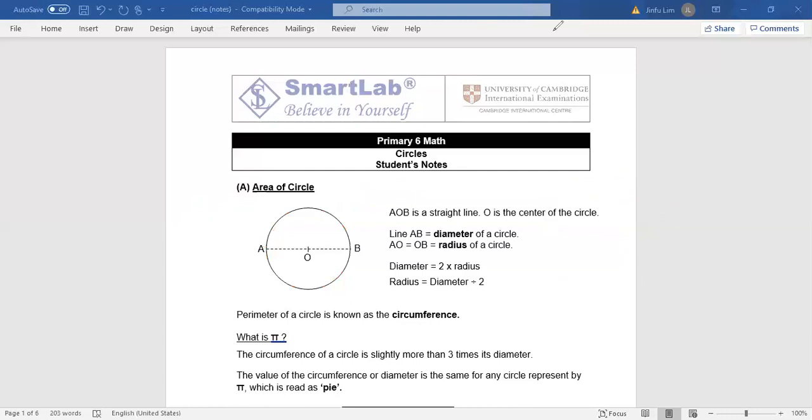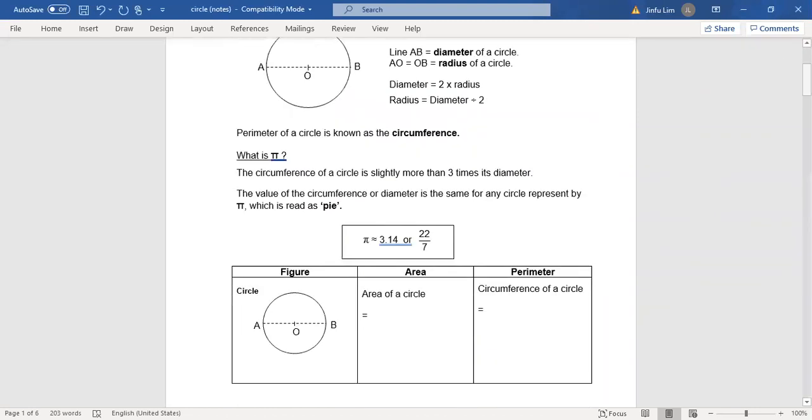Okay, now over here it is given that there are two values for pi. Pi is either 3.14 or 22/7. Okay, now let us take a look at another formula.